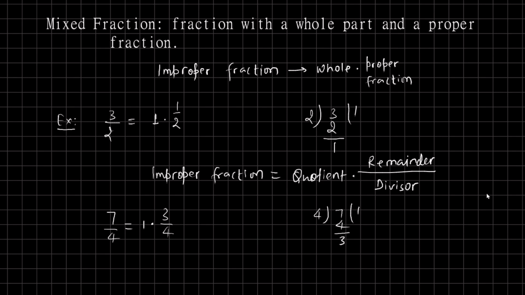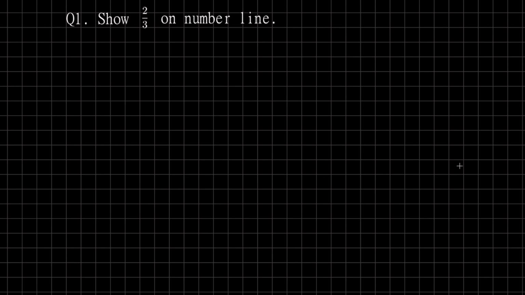Simple. Now let's see questions. Our first question is to show 2 over 3 on the number line. What we can notice here is that the numerator is less than its denominator. So this is a proper fraction, and we are sure that this number is going to be in between 0 and 1.